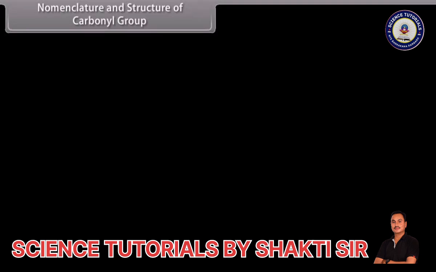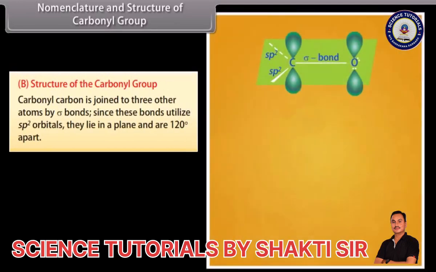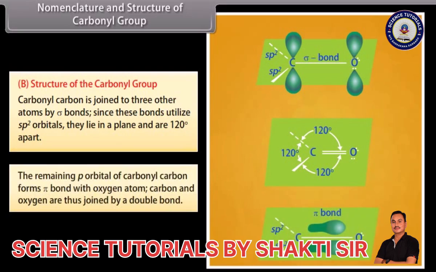Nomenclature and structure of carbonyl group. Structure of the carbonyl group. Carbonyl carbon is joined to 3 other atoms by sigma bonds. Since these bonds utilize sp2 orbitals, they lie in a plane and are 120 degrees apart. The remaining p orbital of carbonyl carbon forms a pi bond with the oxygen atom. Carbon and oxygen are thus joined by a double bond.